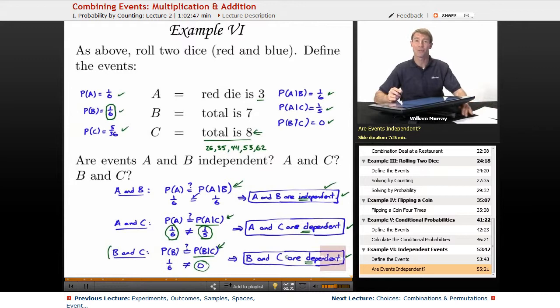So there's a lot of twists and turns in conditional probability and independence. I hope you all have fun playing with those.